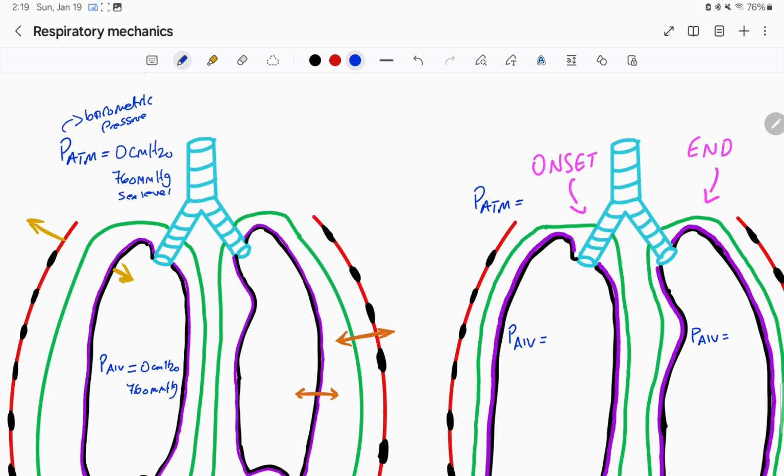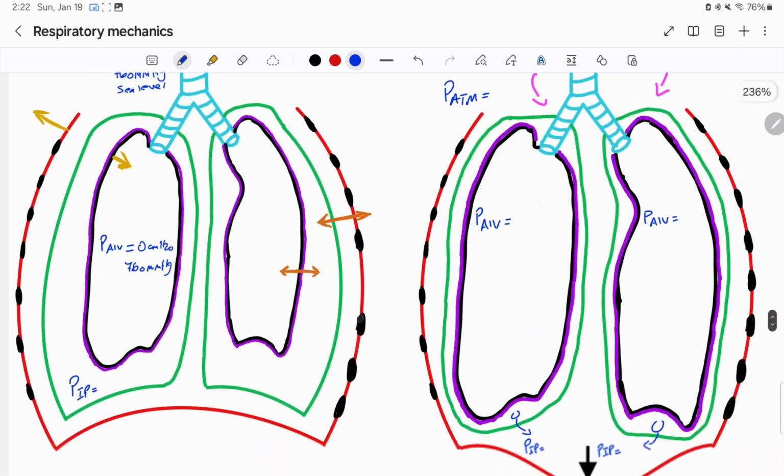But as soon as I start going up to altitudes greater than approximately 1,000 meters, and this can change, this pressure starts to drop. So for example, at the top of Mount Everest, the barometric or the atmospheric pressure is about 440 millimeters of mercury, okay? So that's going to affect the way you breathe.